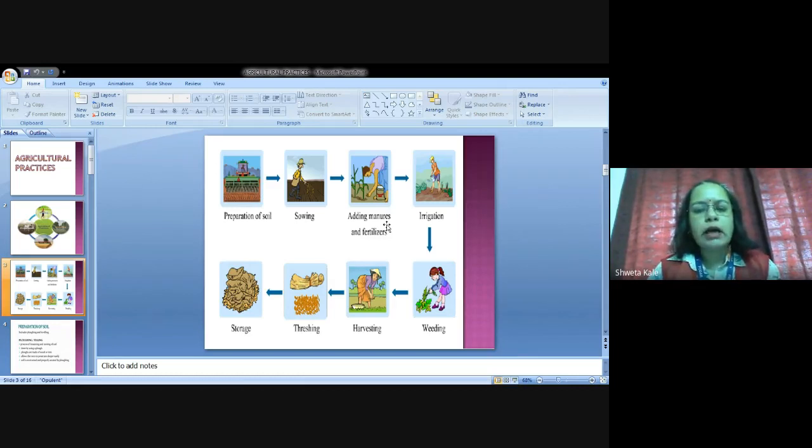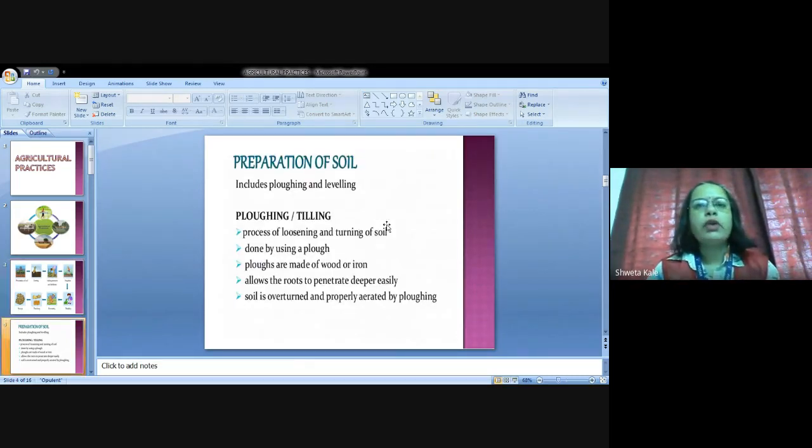After harvesting comes the process of threshing. In threshing, we need to separate the grain from the husk. Separating the grain from the husk is called threshing, and after threshing comes the storage. How to store the crop properly so that it stays good and can be used for a longer period of time. That is storage.